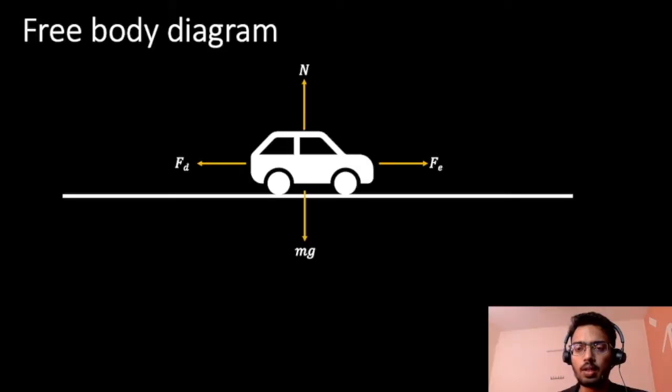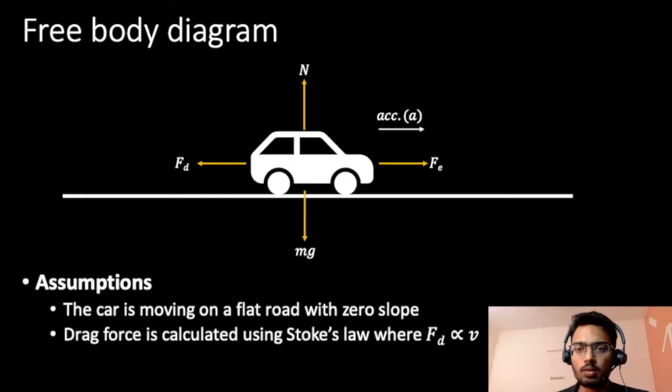Now we know that the vehicle is moving forward, so the resultant force would ultimately be in the forward direction, and therefore the vehicle would accelerate in the forward direction, that is along the direction of Fe, and this acceleration we are denoting by A. Now we have some assumptions here. First of all, we are assuming that the vehicle is moving on a flat road which has zero slope. Slope here itself is not taken into modeling, but in the simulation we will see that we have taken the slope as a disturbance later.